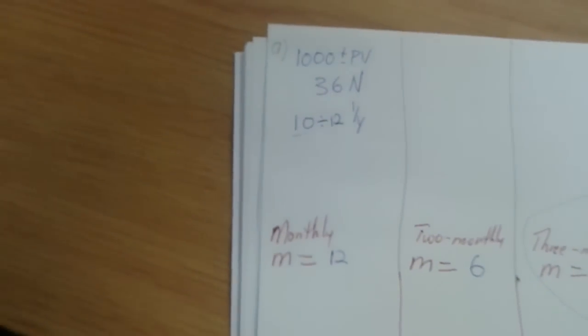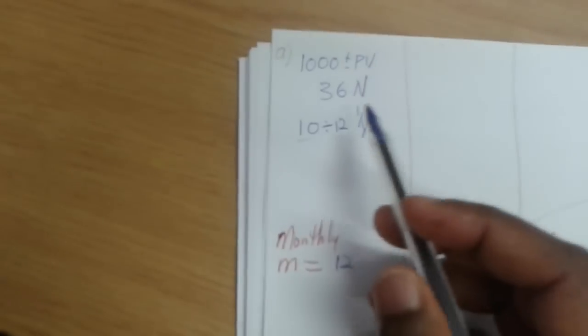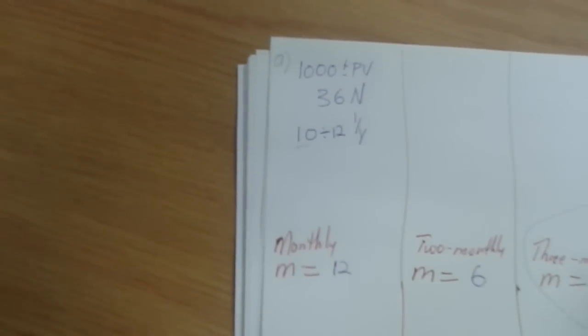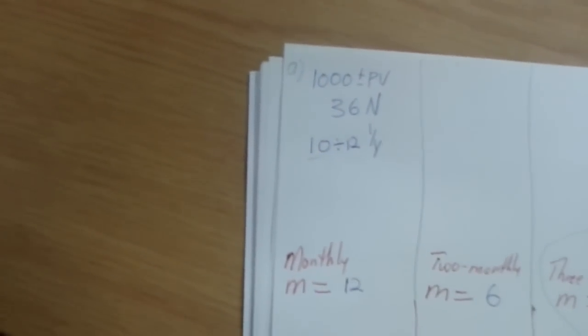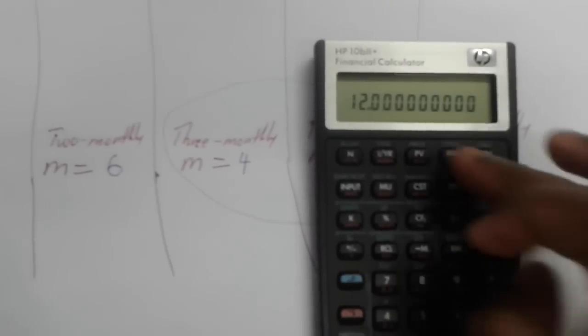But again, if you want, you can set your calculator to 12 per year. It's okay. Now, if your machine is set to 12 per year, then you don't have to do this. You just say 10, because the machine is already set to 12 per year. I'm going to show you quickly. So let's say you want to set. You say 12, shift, per year. So it's now set.